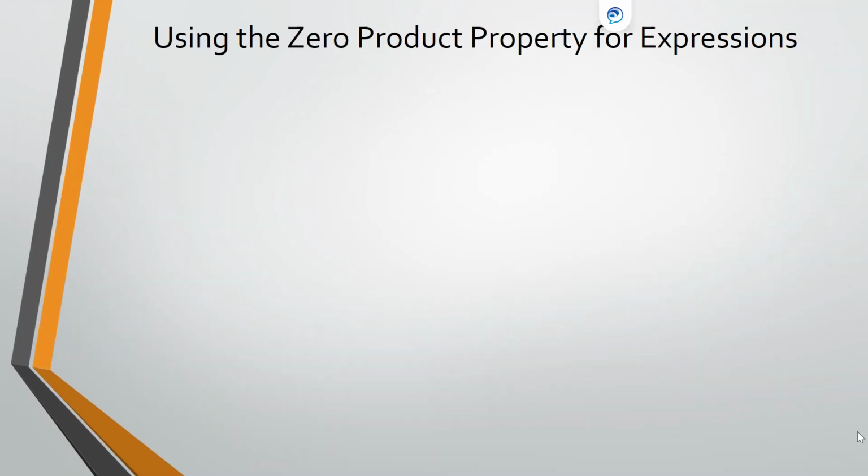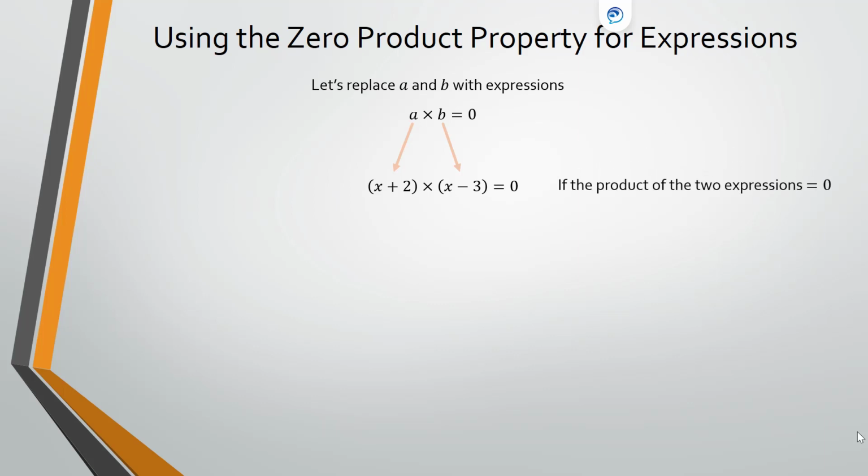Okay, let's use the zero product property now for expressions. So I'm going to replace A and B with expressions. So we'll let A equal x plus 2, B equal x minus 3, and we multiply them together, they will be equal to 0. So if the product of these two expressions is equal to 0, we can use the zero product property. So either x plus 2 equals 0 or x minus 3 equals 0.